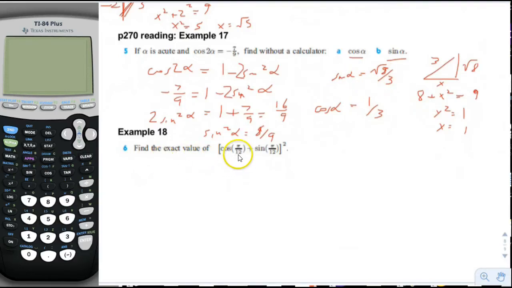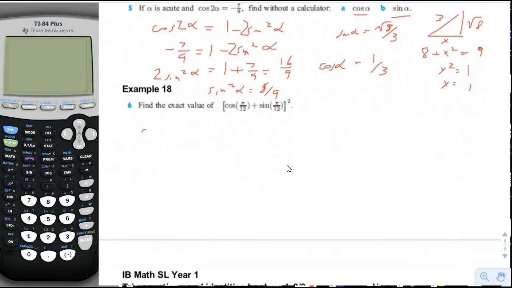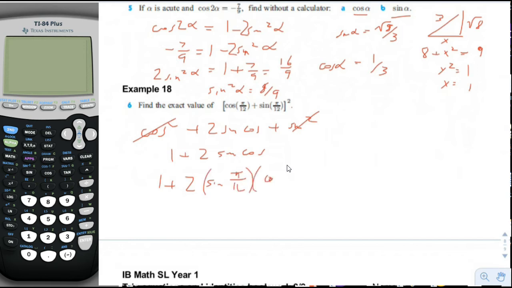Find the exact value of cosine pi over 12 plus sine pi over 12, squared. Okay, so let's see. We'll use FOIL. We get cosine squared plus 2 sine cosine plus sine squared. And so cosine squared and sine squared become 1, right? So then you end up with 1 plus 2 sine cosine. And when I say 2 sine cosine, I mean 2 sine of pi over 12 times the cosine of pi over 12.